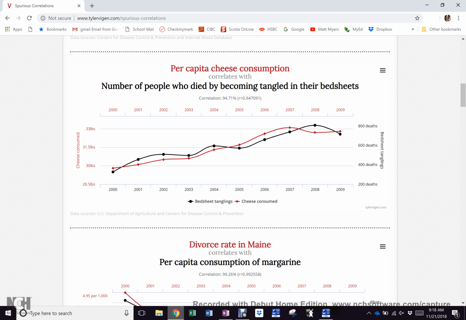Does this graph prove these things are related? No. Would you, as a consumer of information, possibly allow yourself to be fooled by this graph if the red line was immigration and the black line was violent crime? Yes. Would you ever ask another question? No, you would see that and say, oh my God, we better stop immigration.